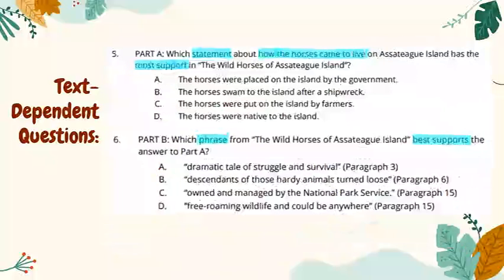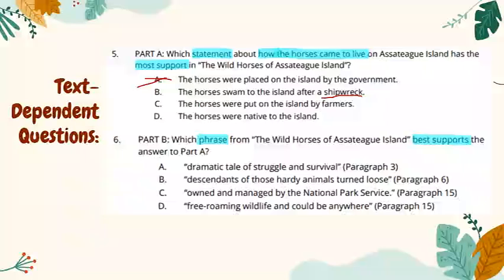And number 5, part A, which statement about how the horses came to live on Assateague Island has the most support in the wild horses of Assateague Island? A, the horses were placed on the island by the government. It definitely did not say anything about the government putting them there, so I'm going to get rid of A. B, the horses swam to the island after a shipwreck. Now, it did talk about a possible shipwreck scenario, but that was folklore. But I'm going to sit on B for a minute.